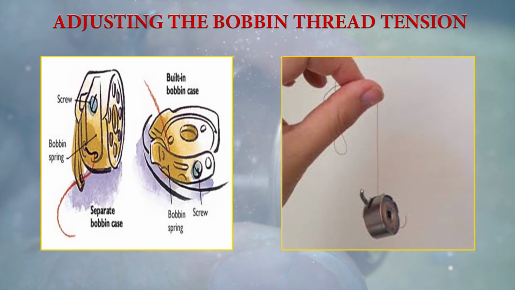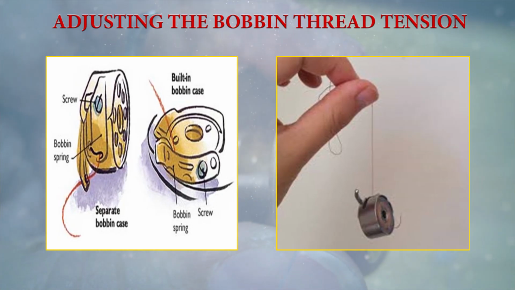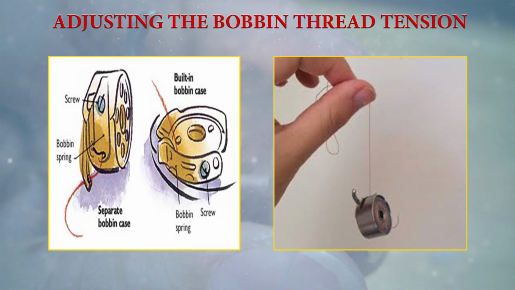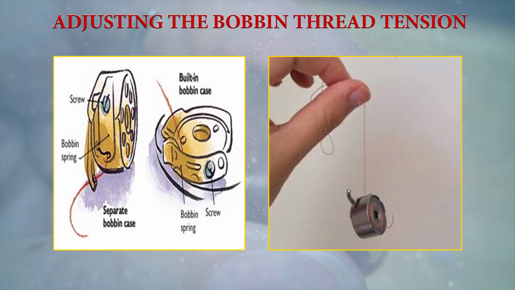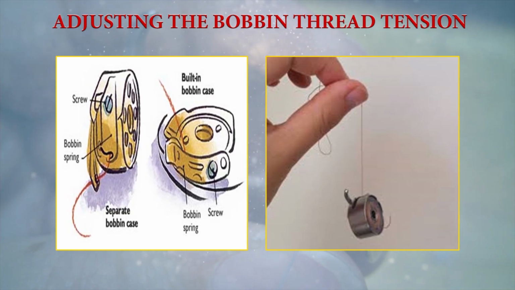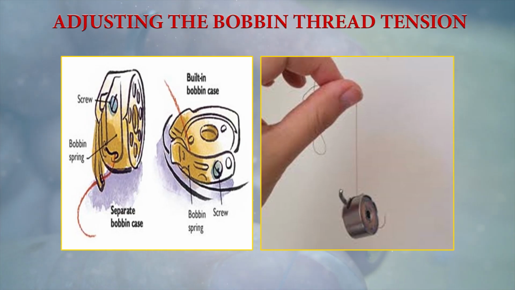If the thread is not coming very smoothly from that eyelet, you can loosen or tighten the screw according to your purpose, and then you can have the thread coming very easily from that particular case. Then last, we should adjust the stitch length.